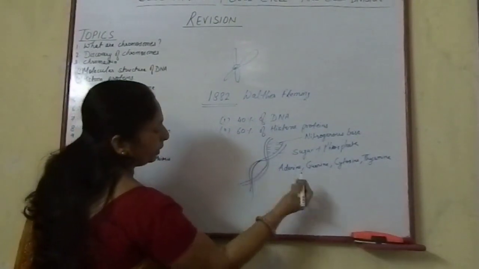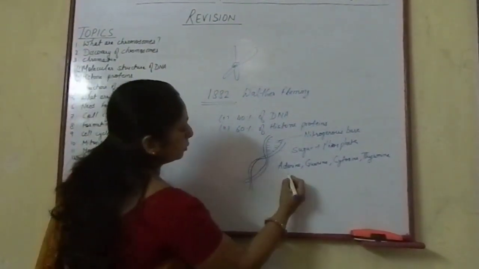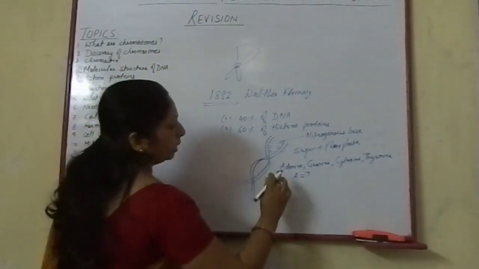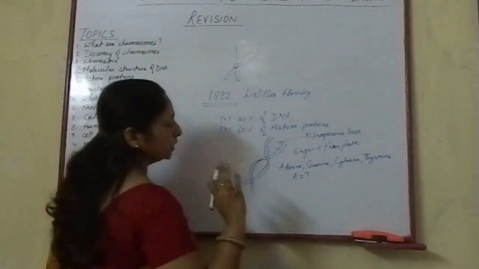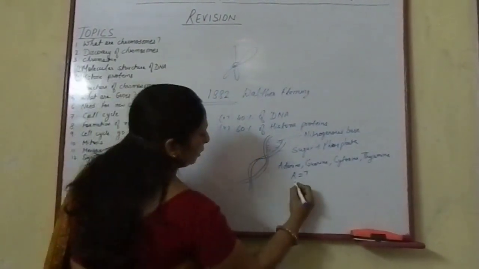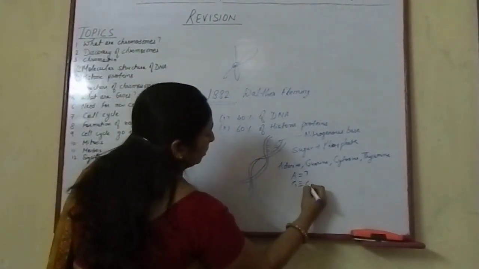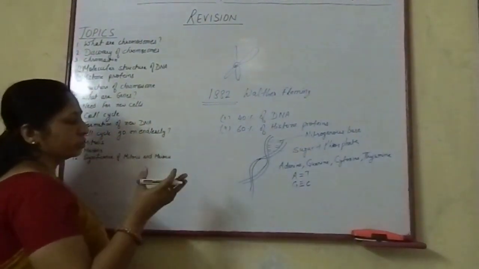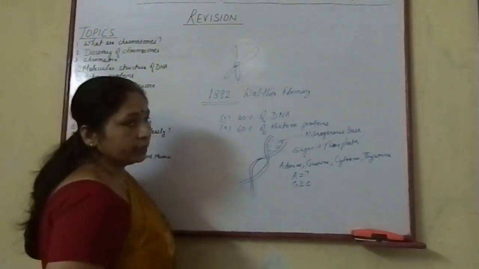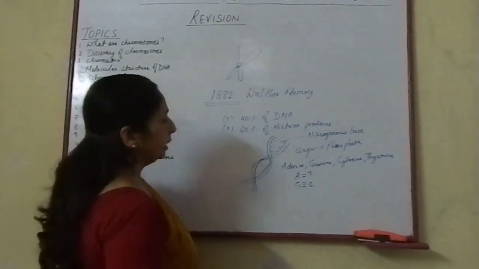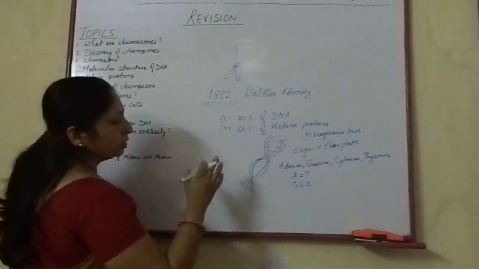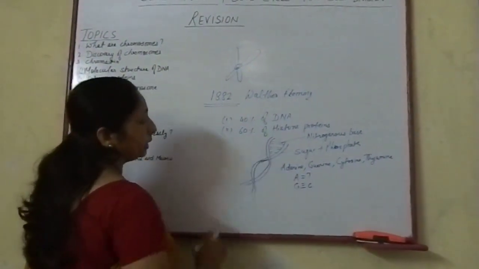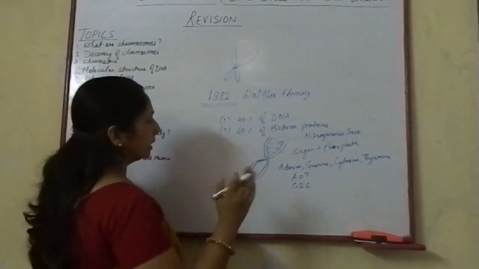The pairing of these nitrogenous bases is such that A always pairs with T by a double hydrogen bond, adenine always pairs with thymine with a double hydrogen bond. Guanine always pairs with C by a triple hydrogen bond. So this is how the structure of DNA is. This structure of DNA was proposed by Watson and Crick: a double-stranded helical structure supported by nitrogenous bases as ladders.